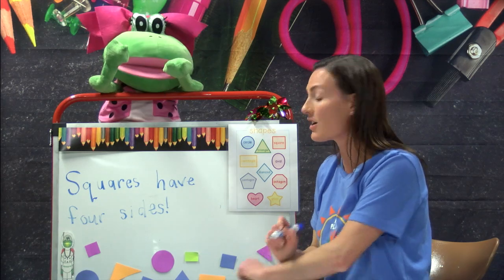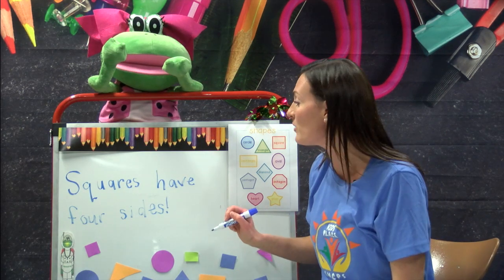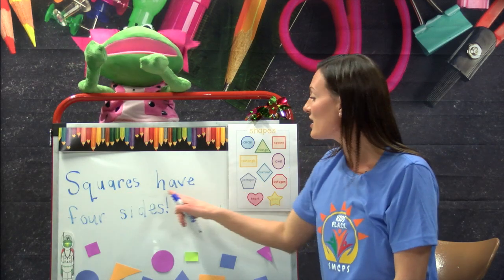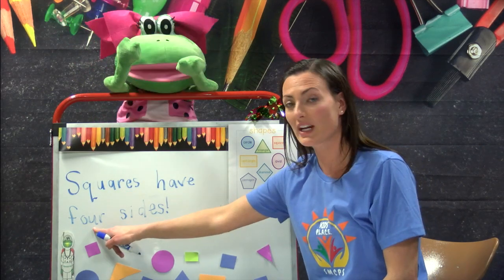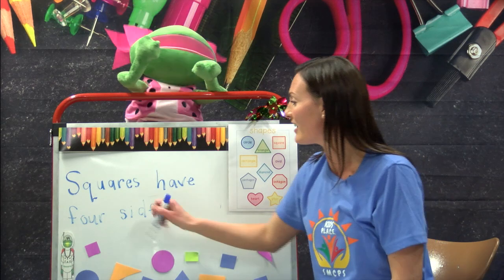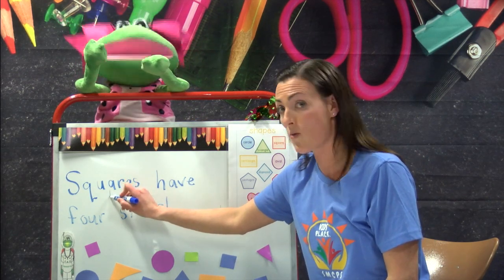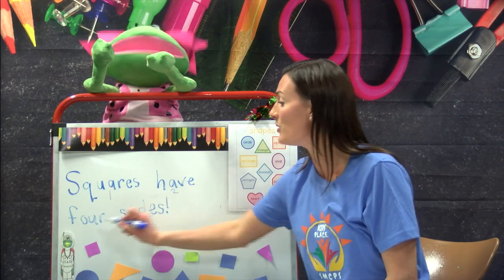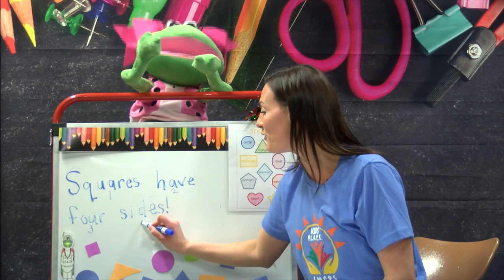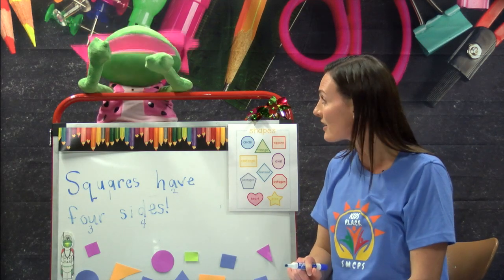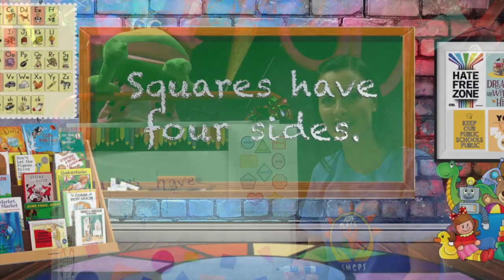It looks like this. Okay, let's count how many words are in our sentence. Ready, Franny? Ready? 1, 2, 3, 4. And I forgot to put the number, so let's do that one more time. Ready? 1, 2, 3, 4. Nice job, you guys. Squares have 4 sides.